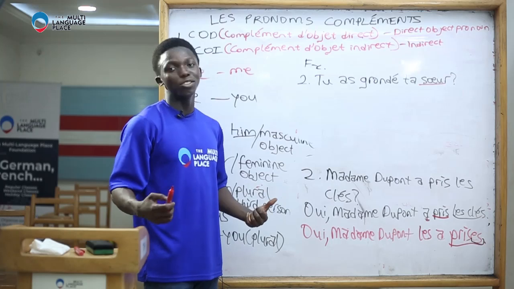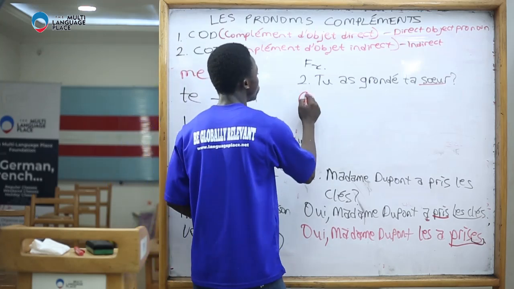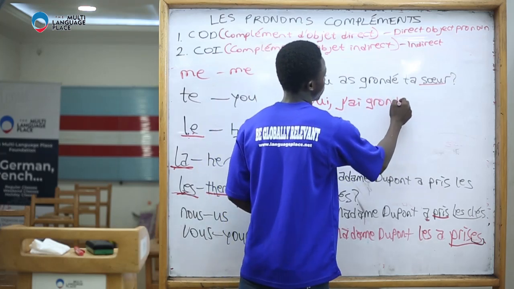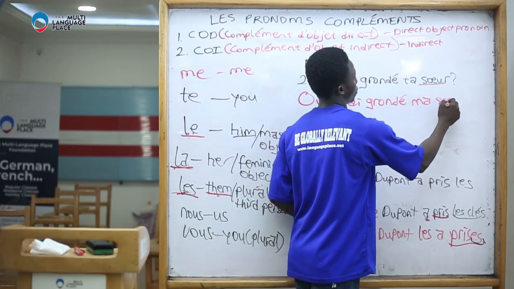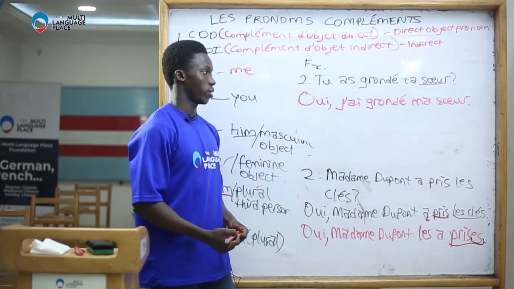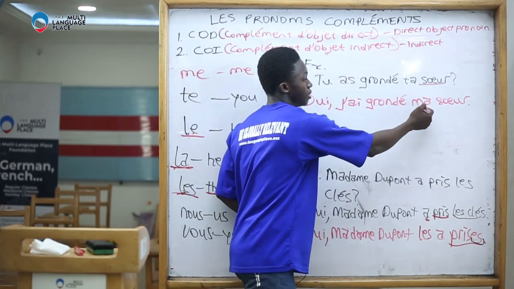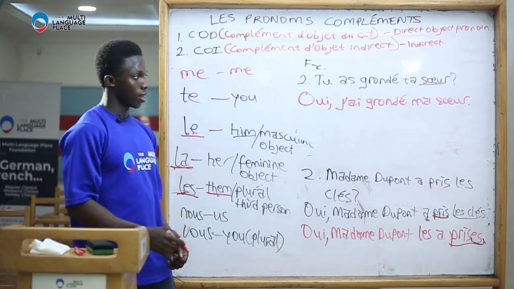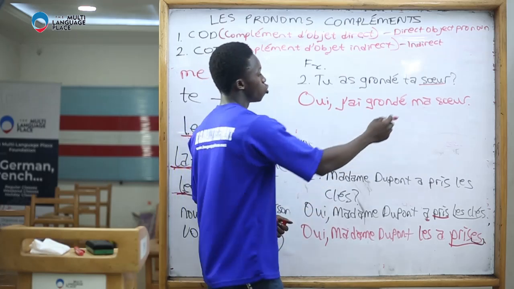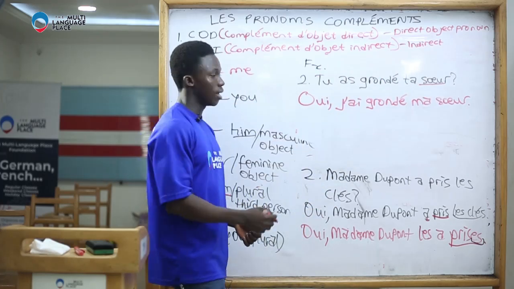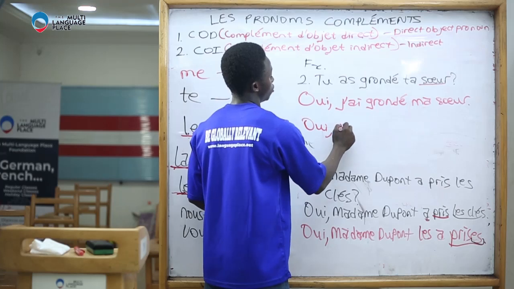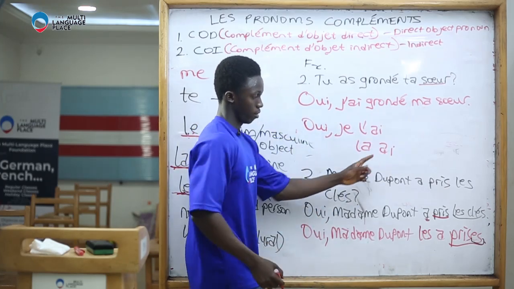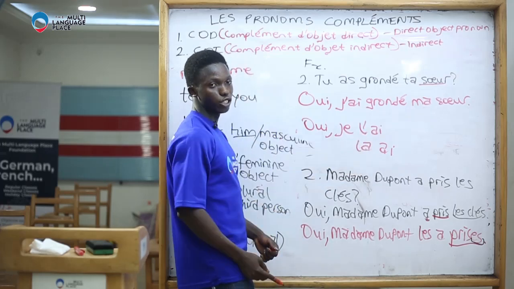She stole my keys, so I scolded her. I'll say, oui, j'ai grondé ma sœur. Now, I want to replace this with COD. Remember, this is feminine. La. Now, remember we are treating passé composé, so it comes even before the auxiliary verb, and that will be oui, je la. We can't say la a. This gives us l'élision.